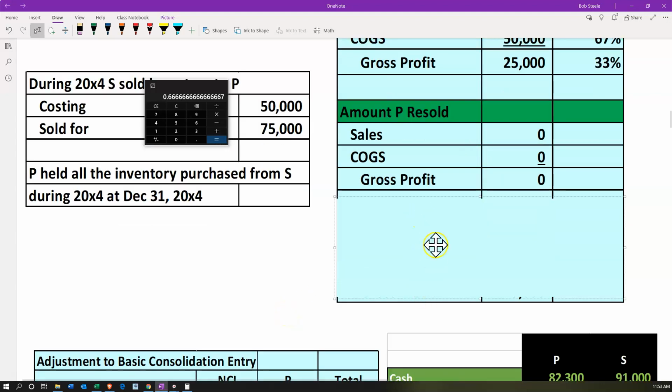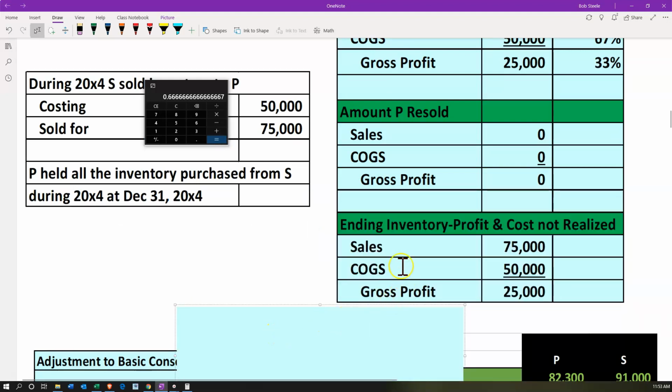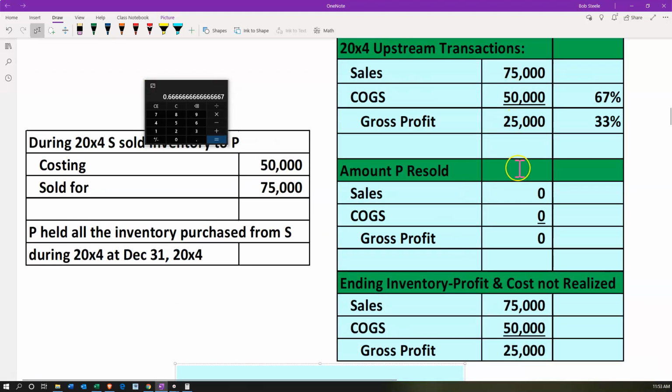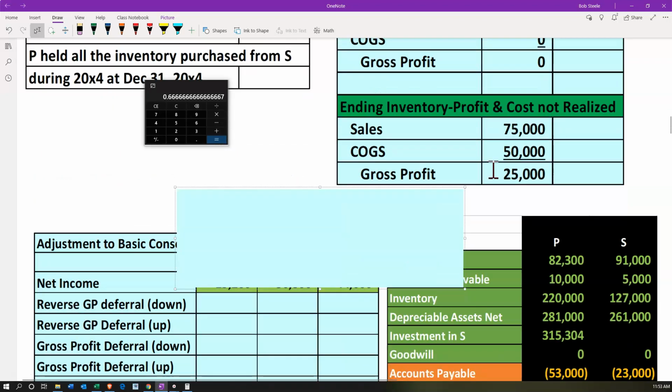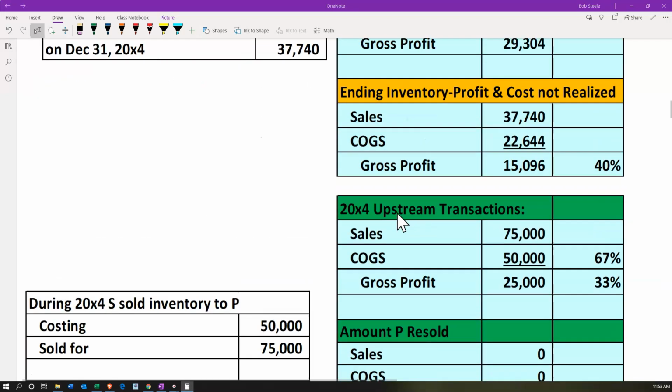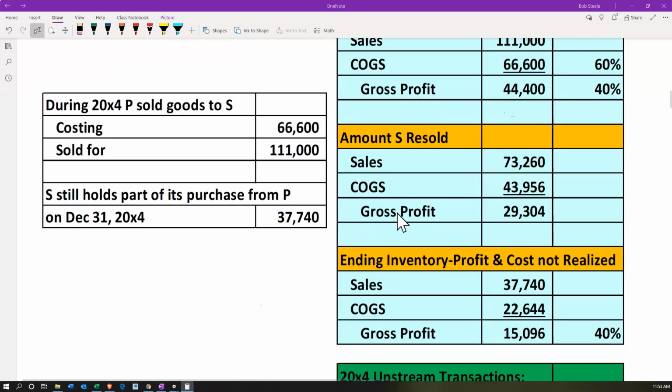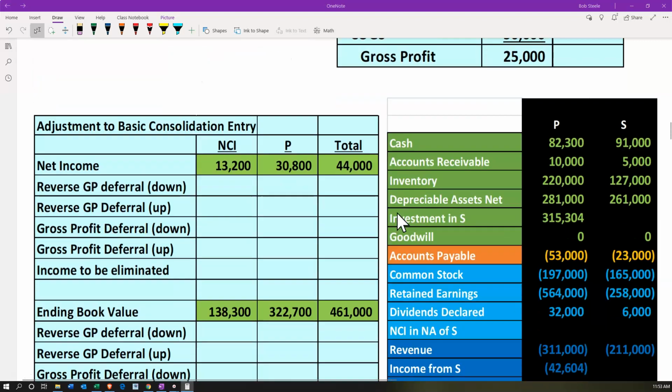So that means obviously the difference between these two is just the same, right? 75 minus 0 is going to be 75, and so on. So it's all reflected in the ending inventory. Okay, so now that we have this information, we're going to put this into our standard little worksheet that's going to help us out with the first adjusting entry, the consolidation entry that we typically do with our consolidation worksheet.